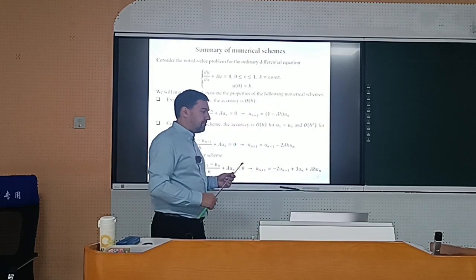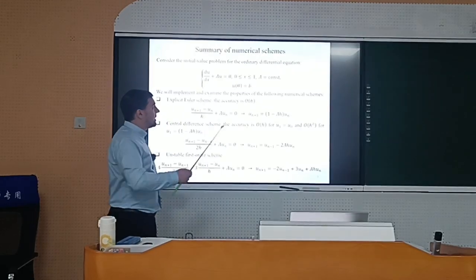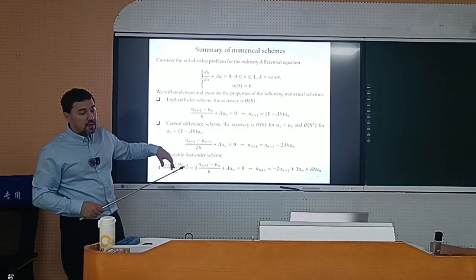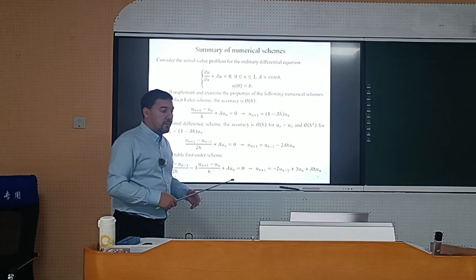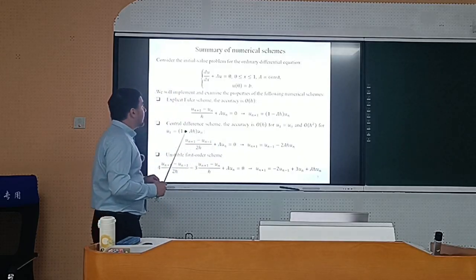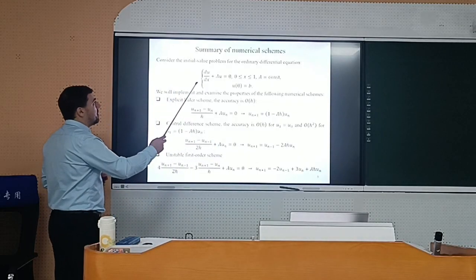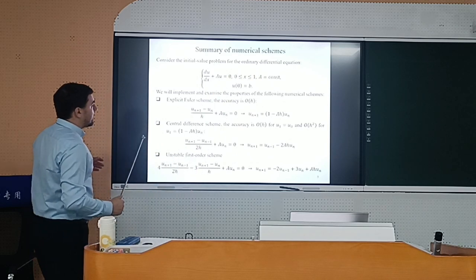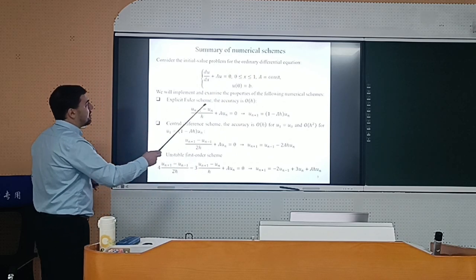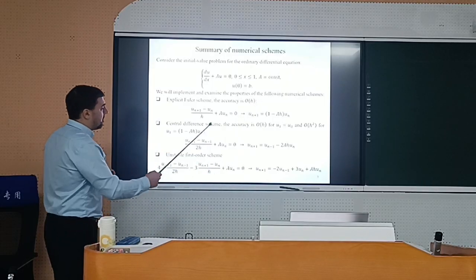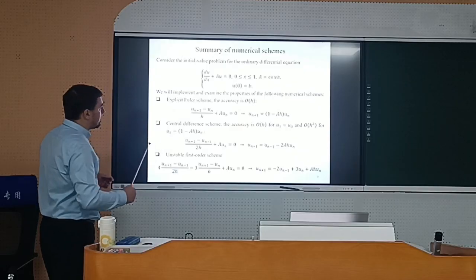Last time, this is a summary of numerical schemes that we have already discussed. And I'd like to show you, if we implement these schemes in code, what we will see. So we considered the initial value problem for the ordinary differential equation, this one. And now we are going to implement and examine the properties of the following numerical scheme. First of all, the simplest possible Euler numerical scheme, the explicit Euler scheme.